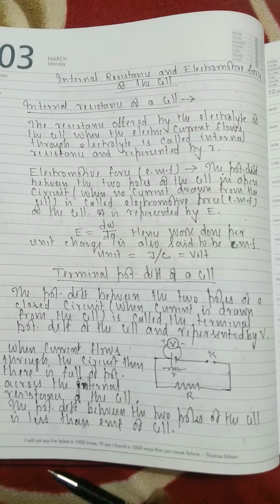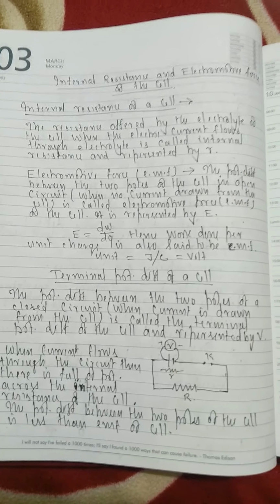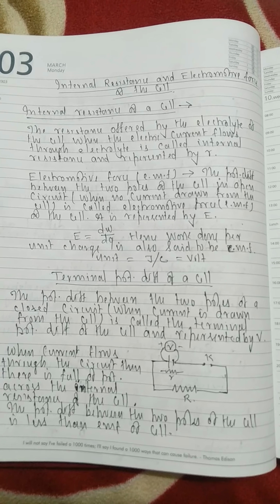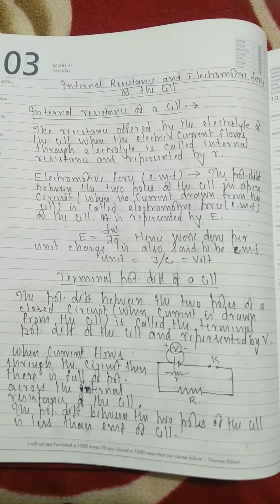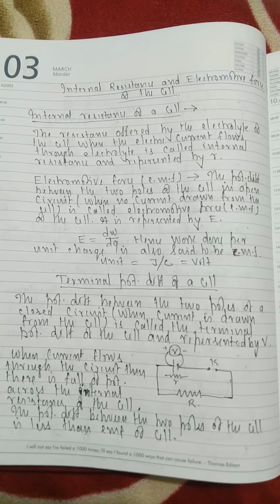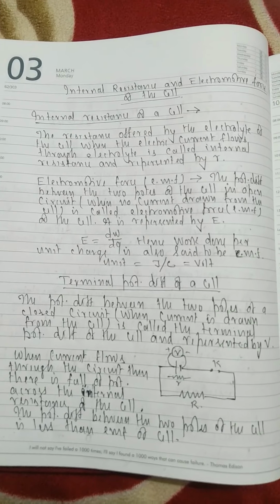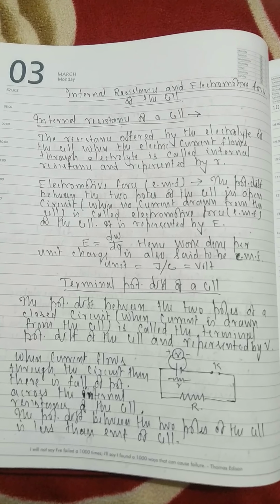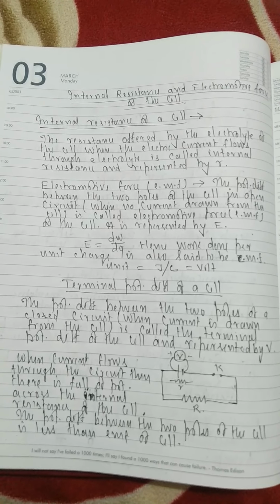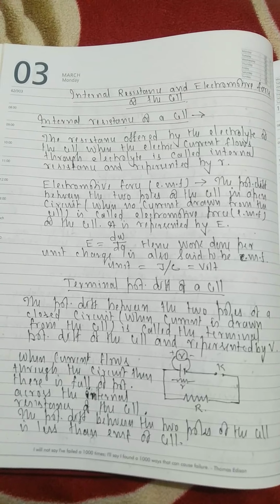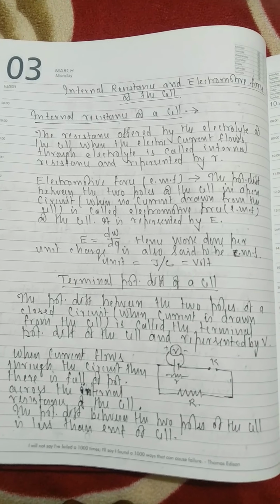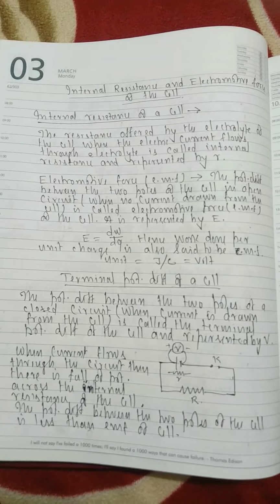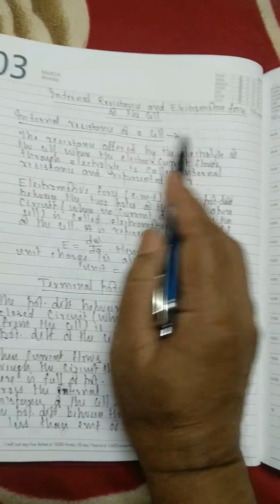In current electricity: internal resistance and electromotive force of the cell, terminal potential difference of a cell, expression for internal resistance, cells in series and cells in parallel. Today I am going to discuss all the topics step by step. First one, internal resistance of a cell.